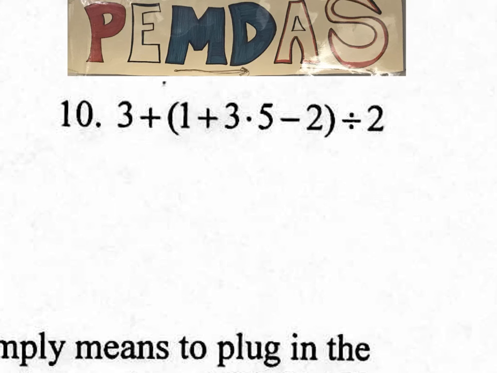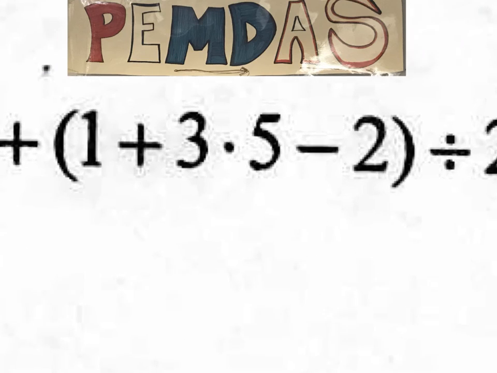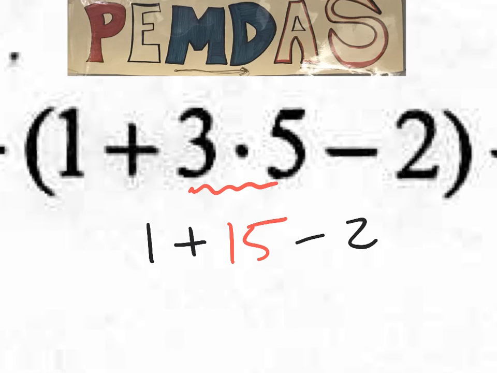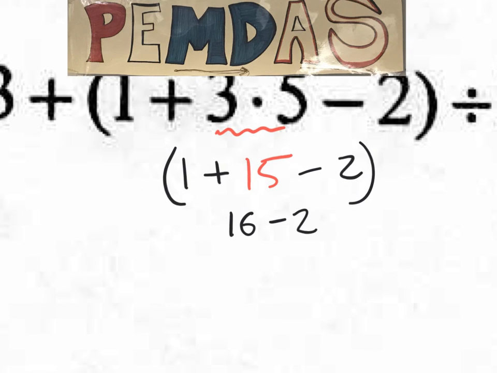Number 10, we're going to zoom in into the parentheses. And on the inside of the parentheses, if you ignore everything else, we have addition, multiplication, and subtraction. What do you do first out of those 3? Multiplication. So you're going to have 3 times 5, which is 15. Bring down the plus 1, the minus 2. You still have parentheses. And now we're going to go from left to right. 1 plus 15 is 16. 16 take away 2 is 14. Now, ladies and gentlemen, that's what we have inside of the parentheses.